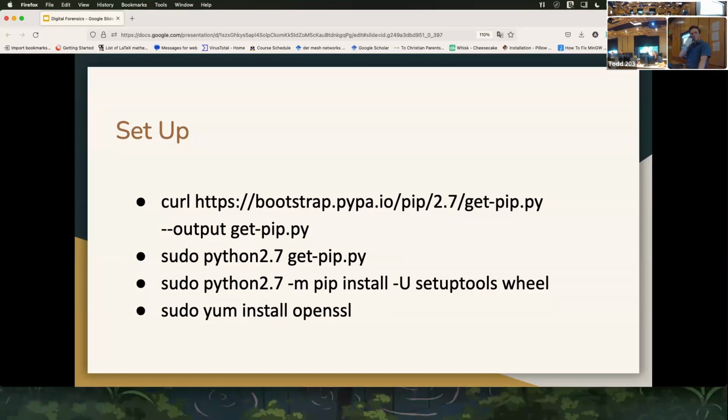Can we go on the deprecation warning? Yes, ignore the deprecation warning. Python 2.7 isn't supported. Python 3 is the thing that everybody is supposed to be using now, but if we're going to be using Volatility 2 at all, we can't use Python 3. It only works with Python 2.